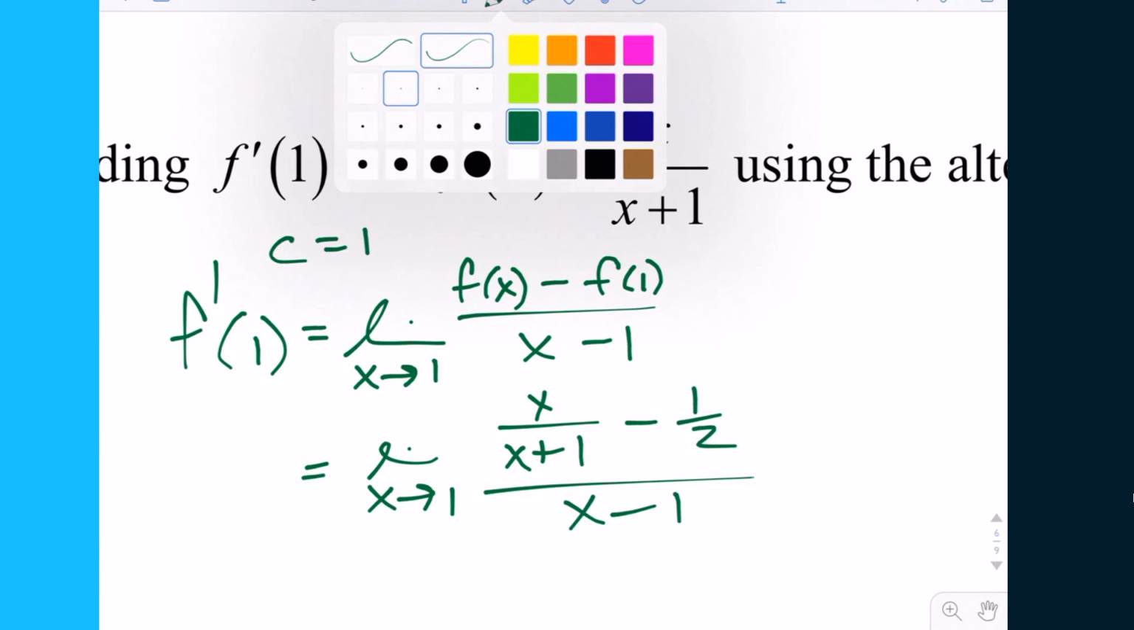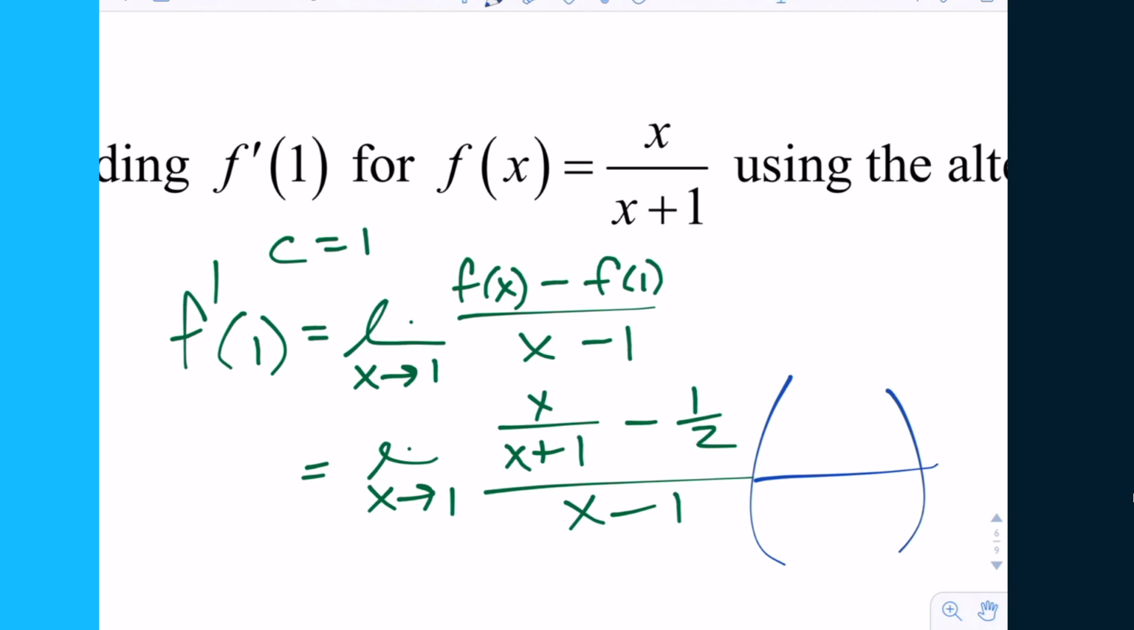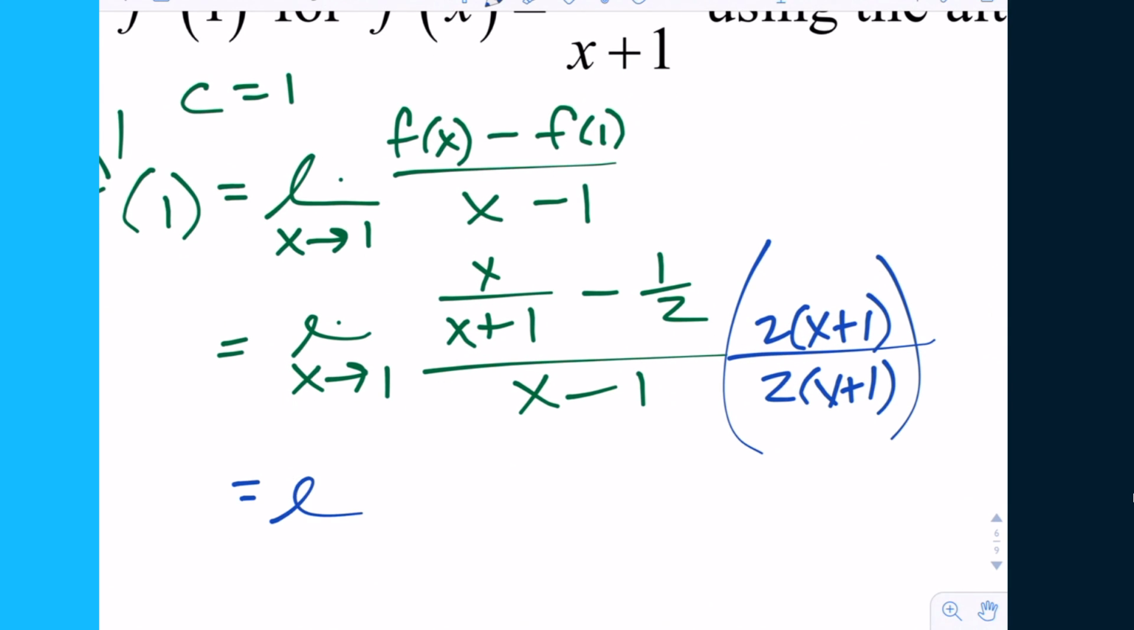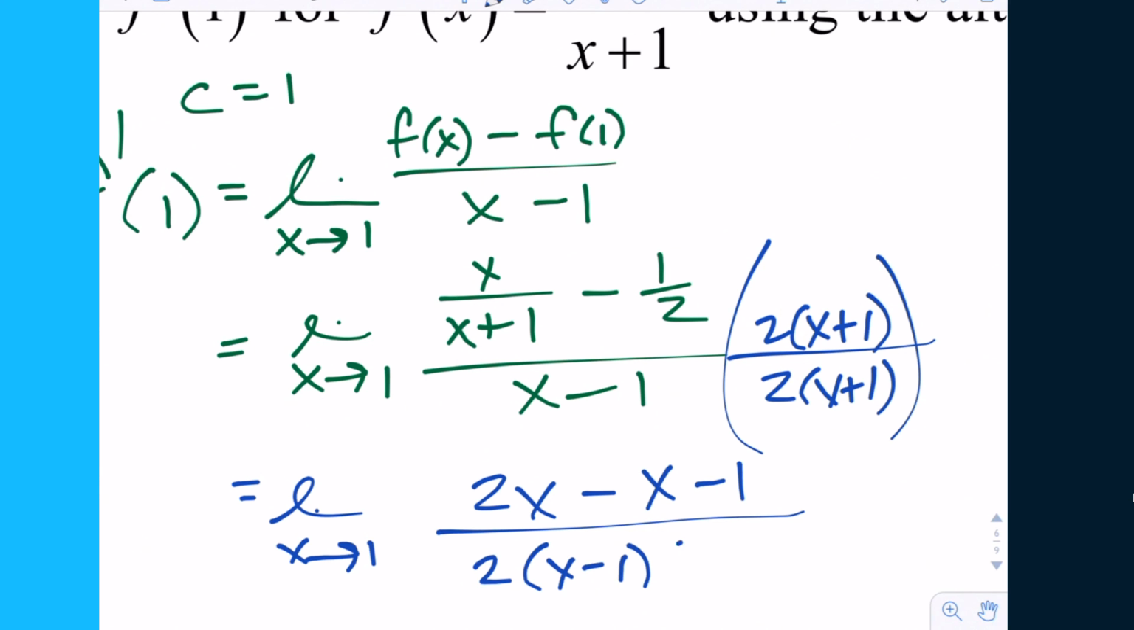And now, lick 'em over lick 'em. We multiply by the LCM, and we get 2 times x plus 1 over 2 times x plus 1. If we distribute, keeping the limit here, what do we get in the first term? 2x. And then minus, your 2's will divide out, leaving you minus the quantity x plus 1, which if we distribute is minus x minus 1. And on the bottom, remember, we leave it factored, x minus 1, x plus 1, because our goal is to get rid of the x minus 1.